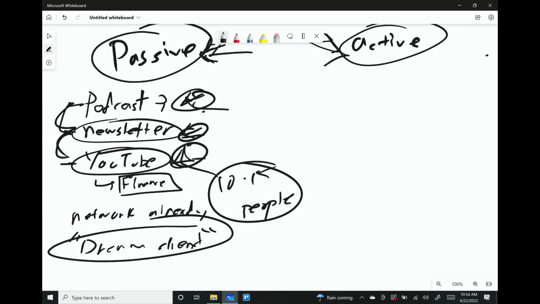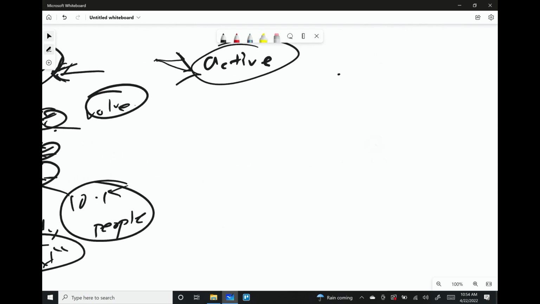And if you do a good enough job, which if you're gearing it towards your dream client and you're writing down, hey, what's my big value play here? You will have tremendous amounts of success. Tremendous amounts of success. All right, so now let's move to the active.